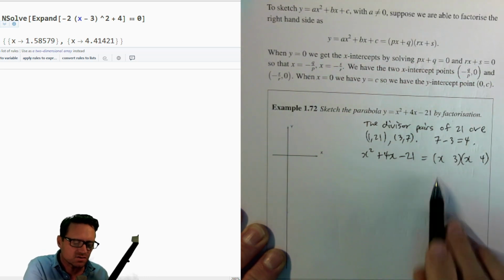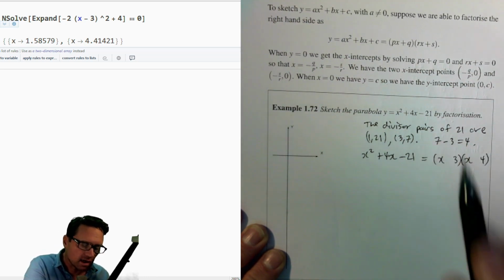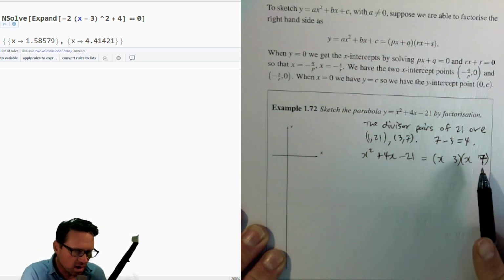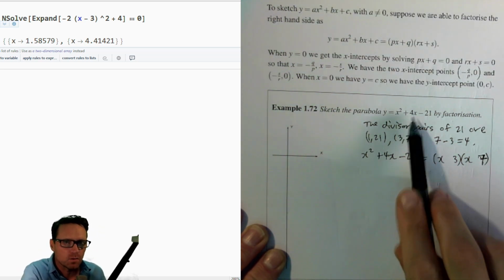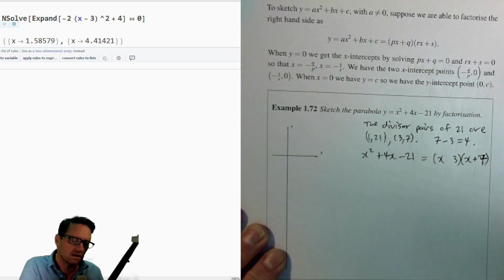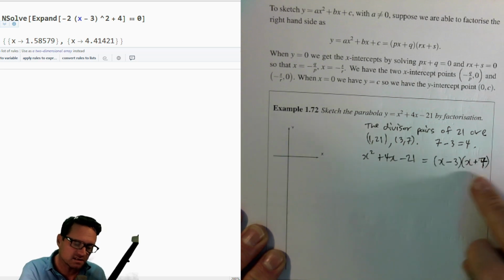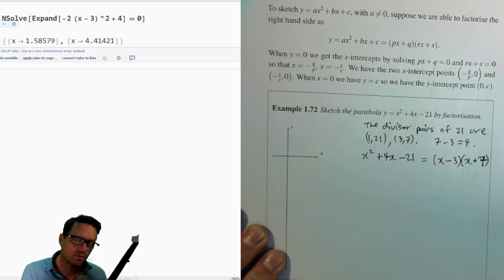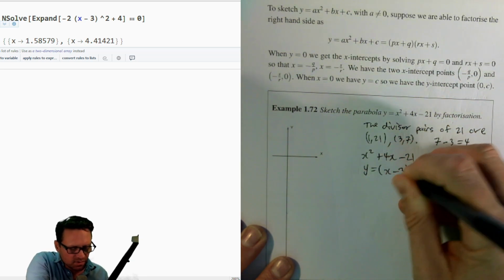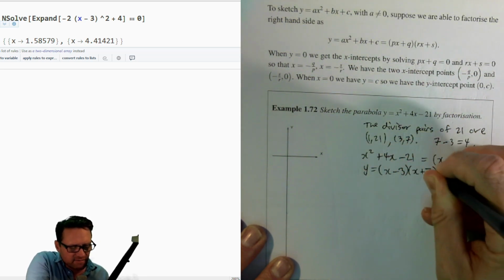Now which signs do I put? Well, it comes out positive 4. So I want the larger of the two numbers to carry the positive sign there and the smaller to carry the minus sign. And then I check by expanding this. Yes, that does give me that when I expand it. Okay, so that's the factorization of that. So now we've got y equals x minus 3 times x plus 7.